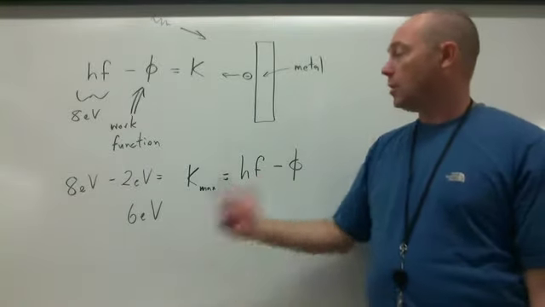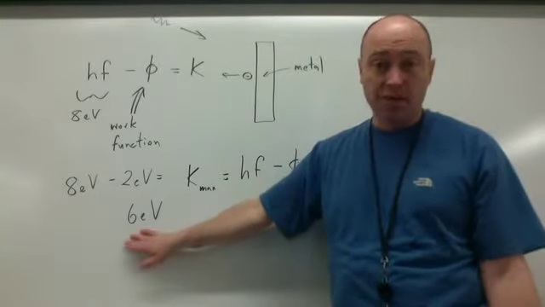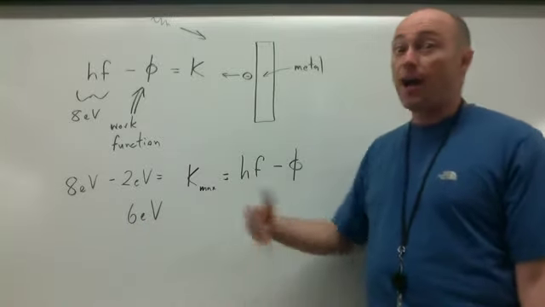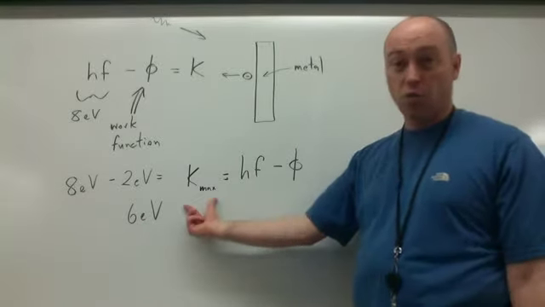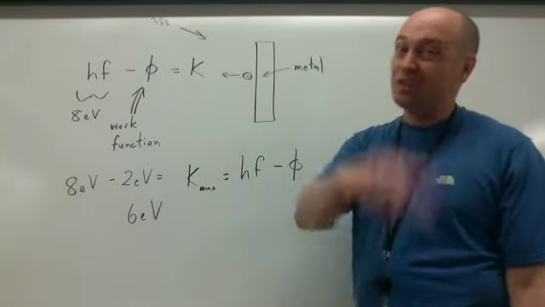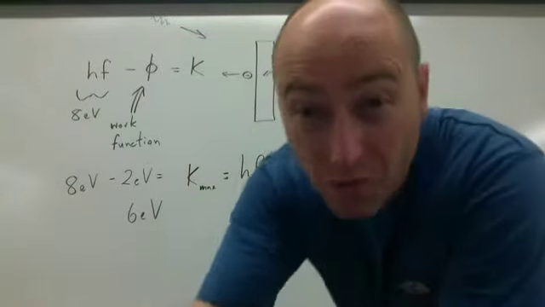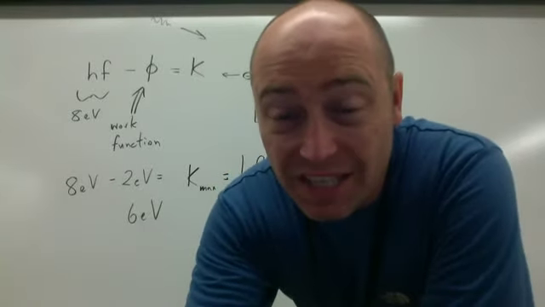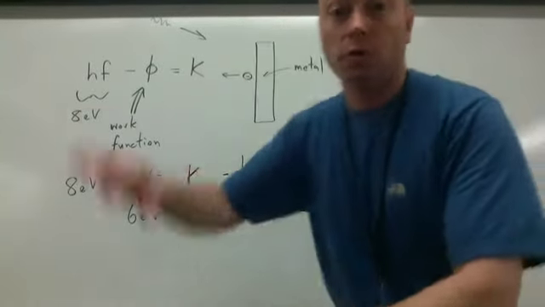Hopefully that makes sense. Just a little side note, remember, if there's a question that says, how fast is my electron actually moving, you're going to do 1/2 mv squared. You can't use electron volts. You have to convert that to joules. But hopefully that makes sense as far as the basics with the photoelectric effect.